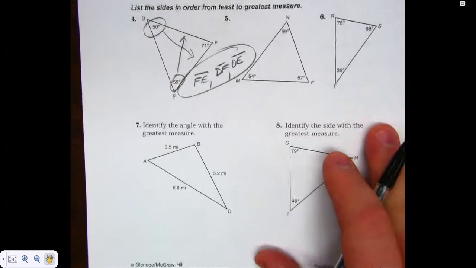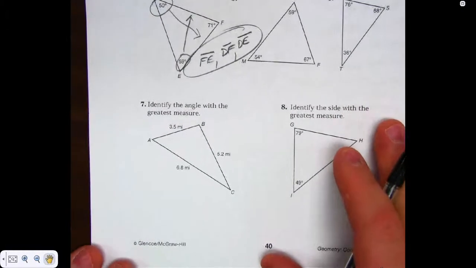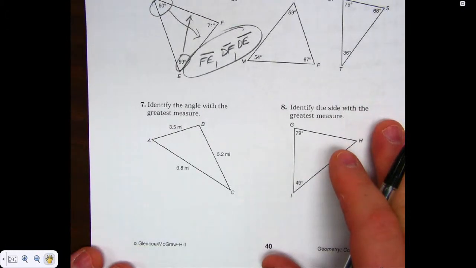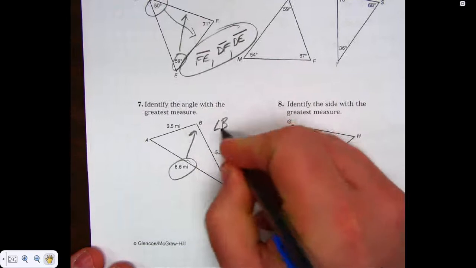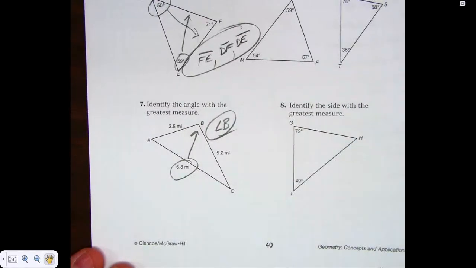Number 7, identify the angle with the greatest measure. To find the biggest angle, I need to find the biggest what? So it's what? Angle B. Remember, we got to label. They ask for the angle.